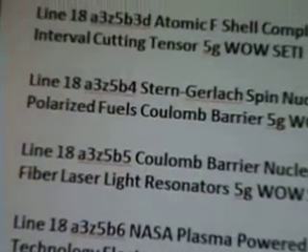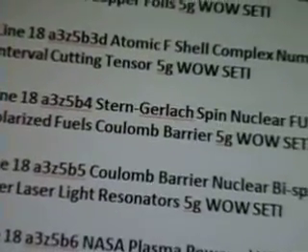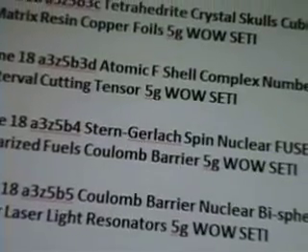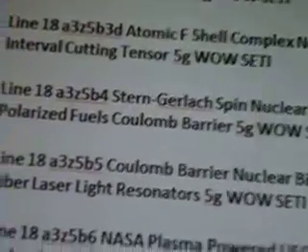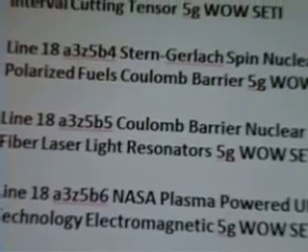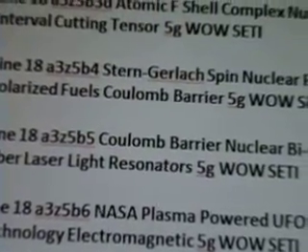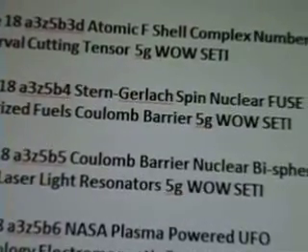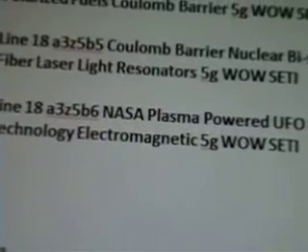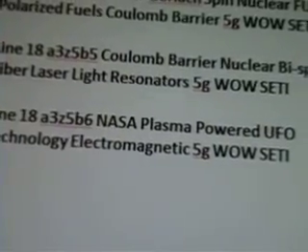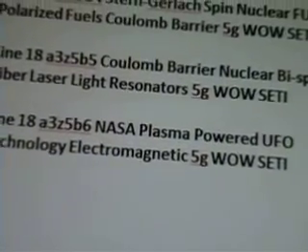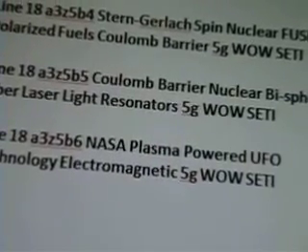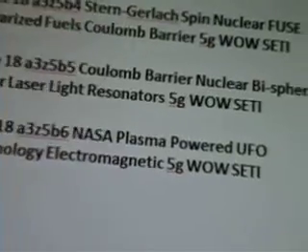Next is the line 18A3Z5b4. Stern-Gerlach spin nuclear fuse polarized fuels Coulomb barrier 5G Wow Seti. Next we're going to do line 18A3Z5b5. Coulomb barrier nuclear bisphere fiber laser light resonators 5G Wow Seti. And then the last part for this particular line of data is line 18A3Z5b6 NASA plasma powered UFO technology electromagnetic 5G Wow Seti.